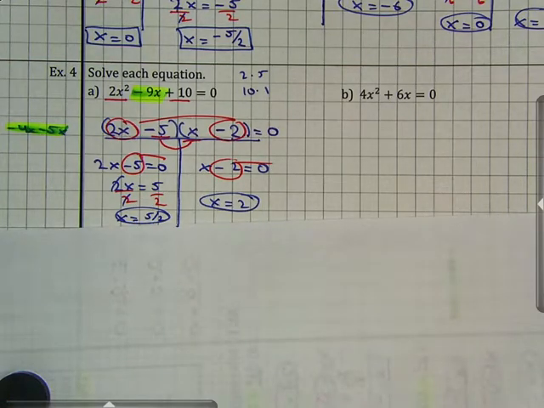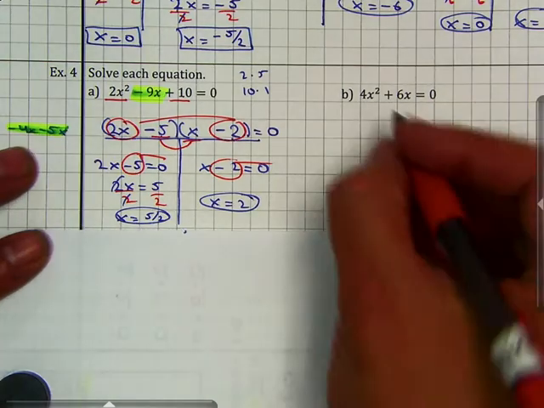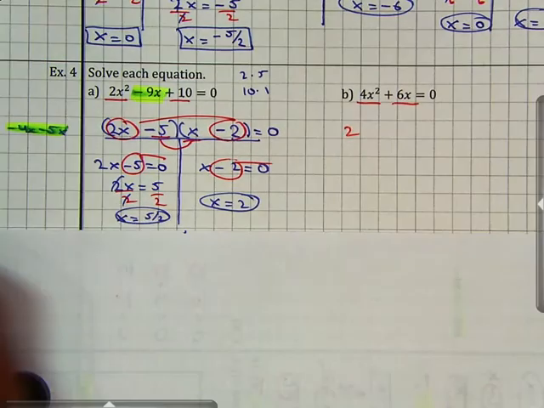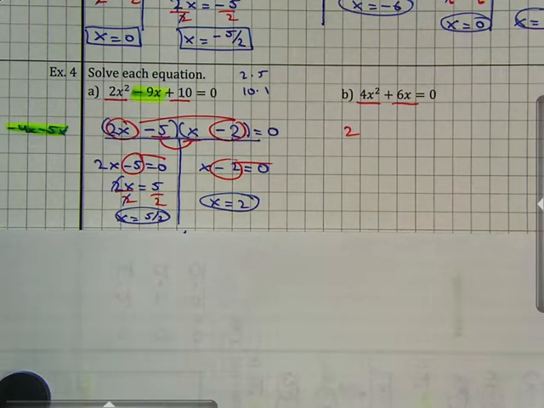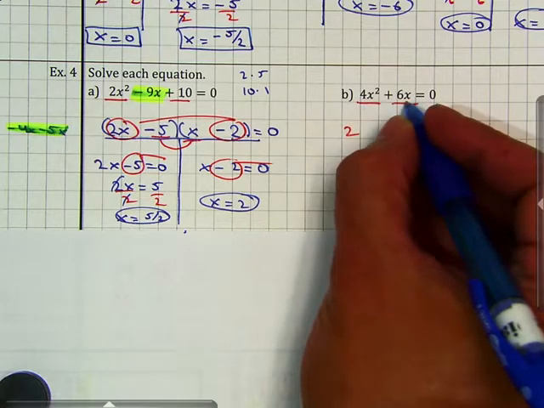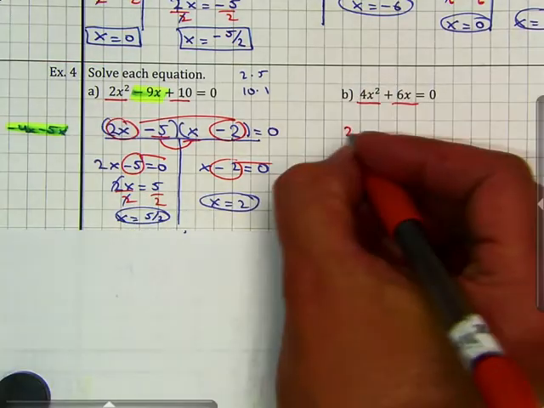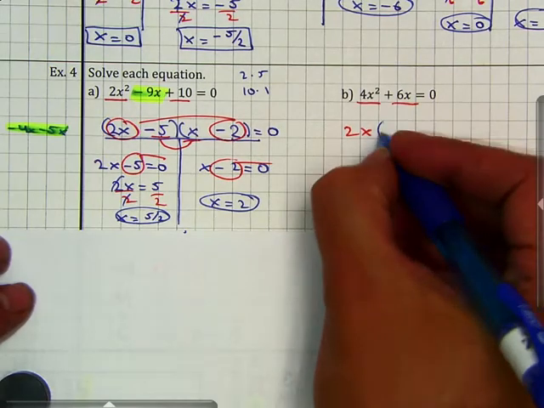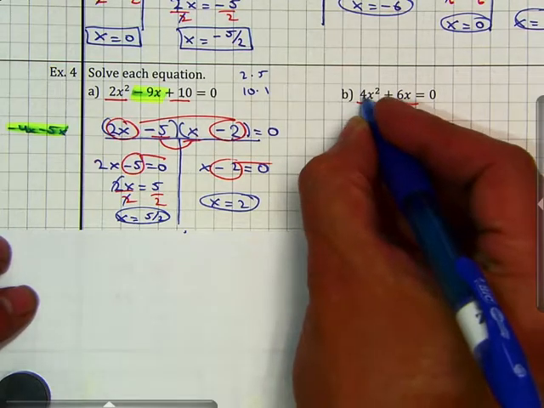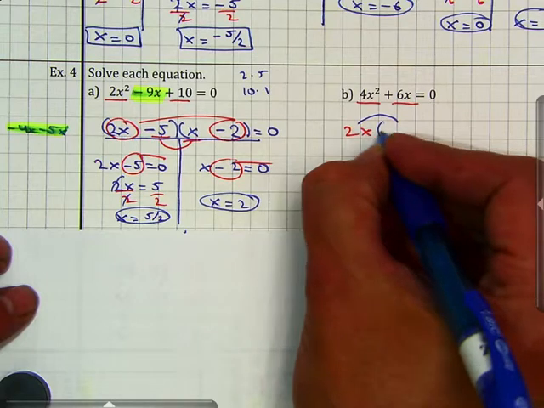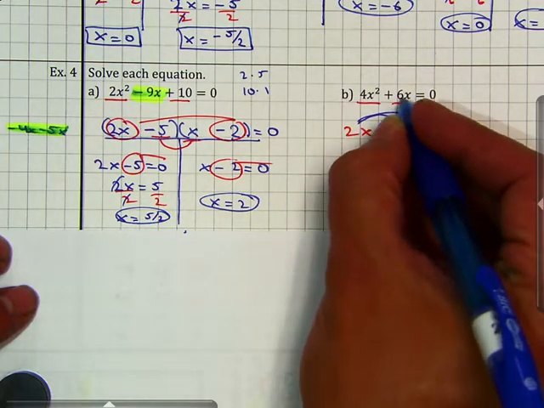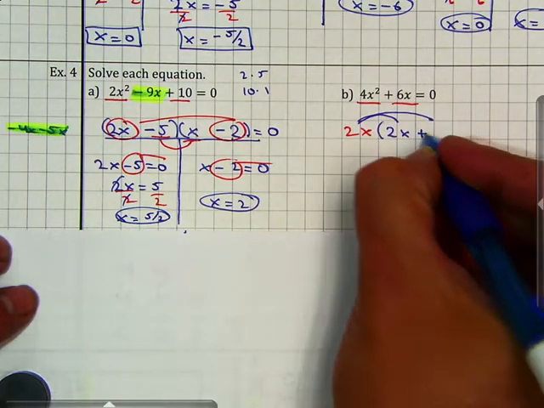Letter B. Let's go and take out the common factor, because this is only 2 terms. So what number divides 4 and 6? 2. Do they both have an x? Yes, so I need to take out a 2 and an x. And what's left behind? 2x multiplied by what will give you 4x squared? So 2x times 2x. 2x multiplied by what will give you 6x? 2x times positive 3.